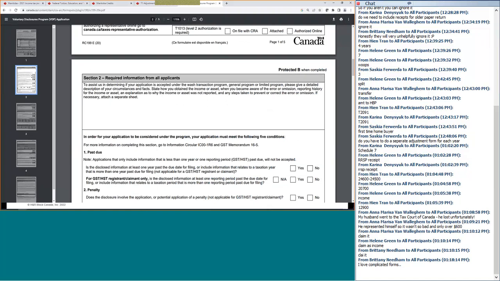You have to tell them the description of the circumstances and facts. So when did you become aware of the error or omission? When did you become aware that there was a problem? Why was there a problem? And what are you planning to do to fix it? Now, the more information you put here, the better, but don't lie.